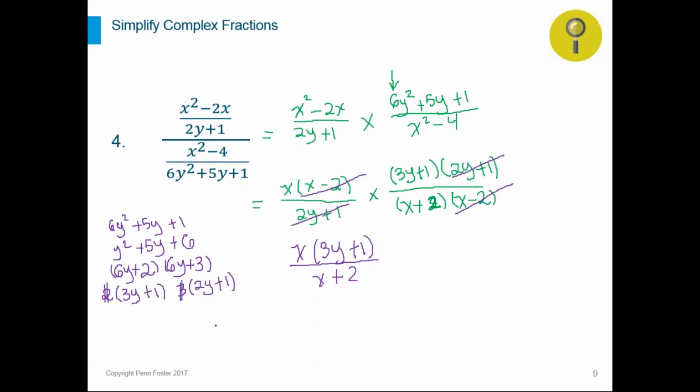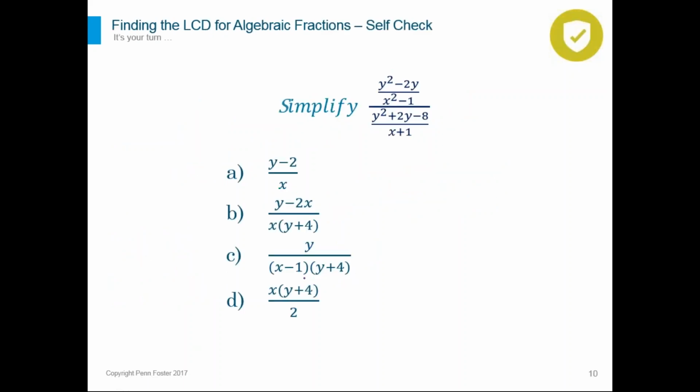Okay, let's do a self-check question. And again, those questions are not graded. Those are given to you to try and see how far you can get with those questions. And it's the same thing, complex fraction. It has a trinomial and some binomials. So what you should do to simplify this, I'm going to keep my screen for about 30 to 40 seconds.